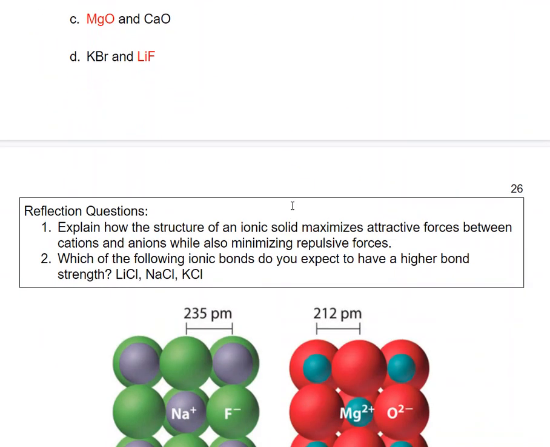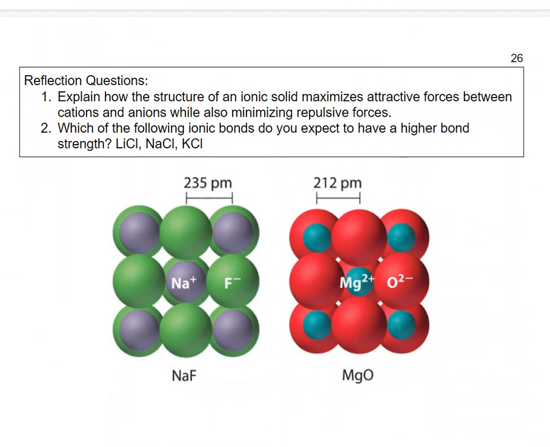You have a couple of reflection questions here. How does the structure of an ionic solid maximize attractive forces while minimizing repulsive forces? Those cations and anions are held at a particular distance at which their potential energy well gets the deepest, like what we saw in topic 2.2. They are arranged with opposing charges so that there's minimized repulsion between similar charges.